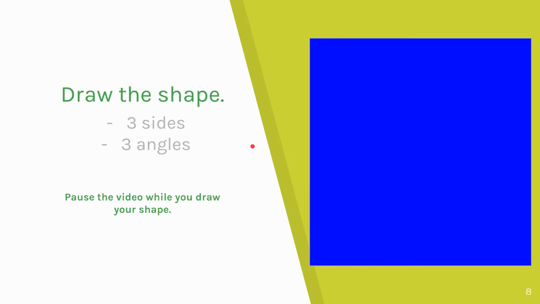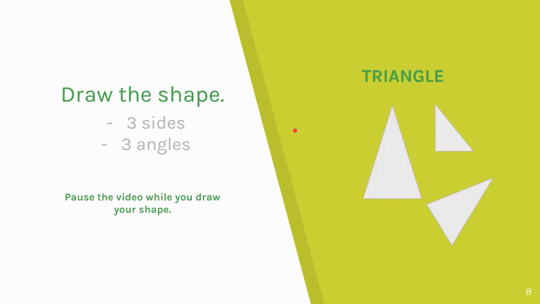One more shape to draw. This time, draw me a shape that has 3 sides and 3 angles. Did you draw a triangle? What does your triangle look like?